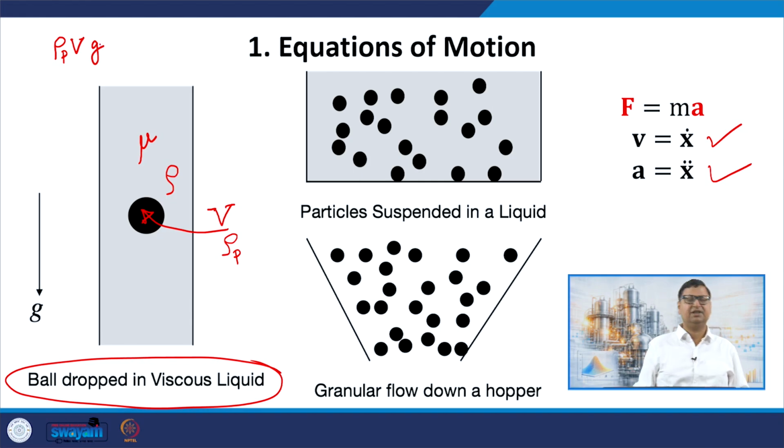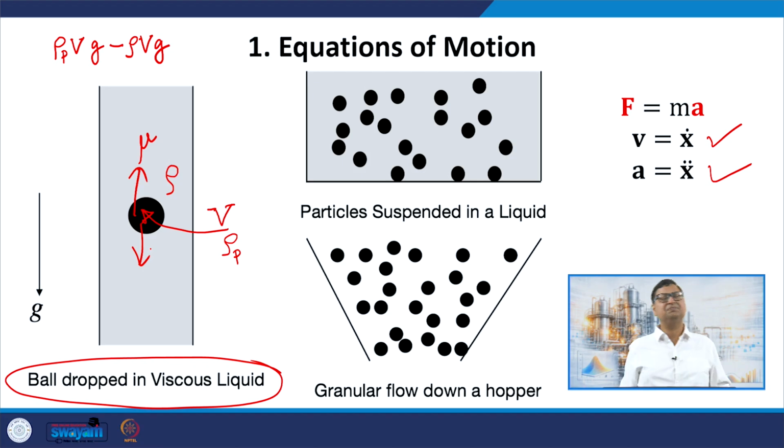This is my gravitational force acting in the downward direction, and it is being opposed by 2 forces. One is the buoyancy of the fluid, given as the volume of the fluid that is displaced multiplied by its density. That means effectively the mass of the fluid being displaced gives the buoyant force. So, that is going to be minus rho v g, which acts in the opposite direction. So, buoyancy acts in this direction, and gravity acts in this direction.